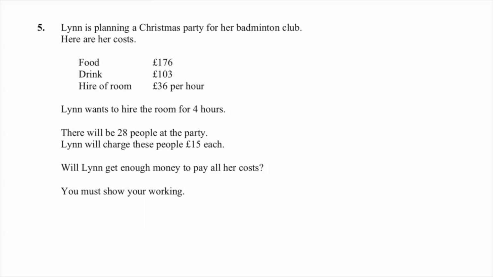Okay, so quite a wordy question, lots of information. So read through it very carefully is my advice, and then start breaking it down, doing it bit by bit. So we've got the information of her costs. She wants to hire the room for 4 hours. So if we look at this information, hiring of the room is £36 per hour. She wants it for 4, so 4 times 36.